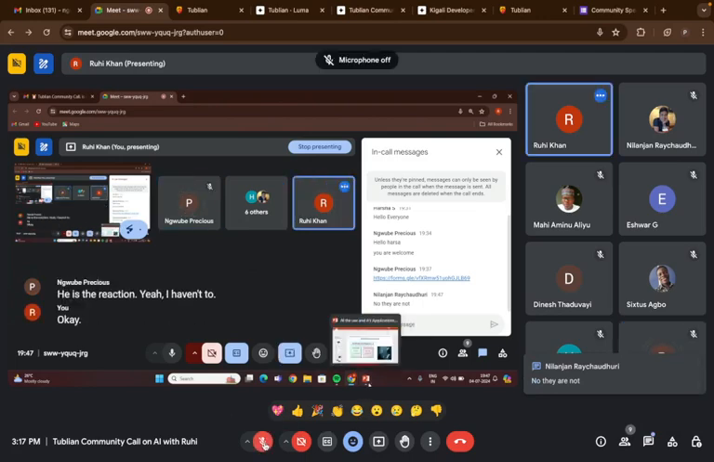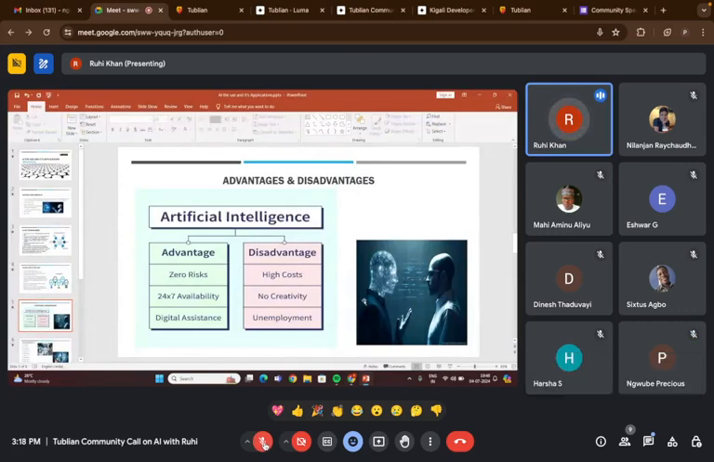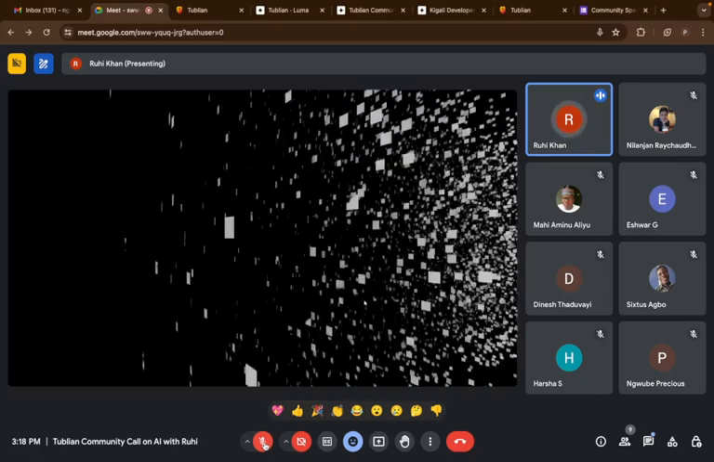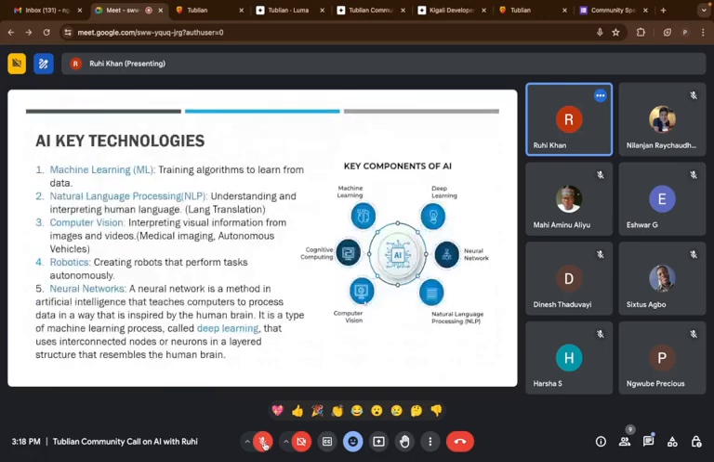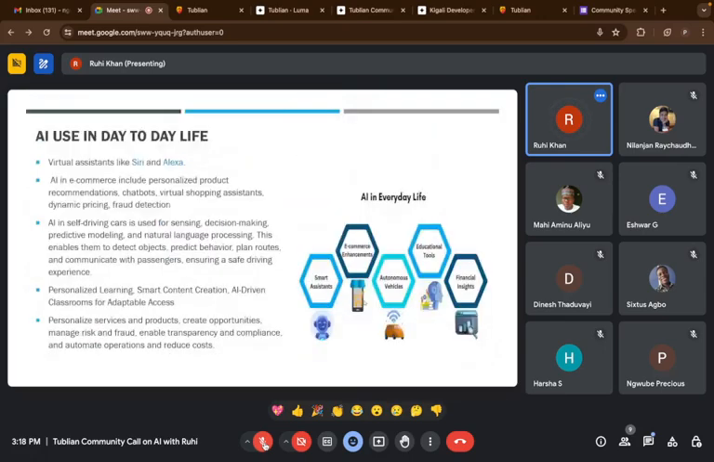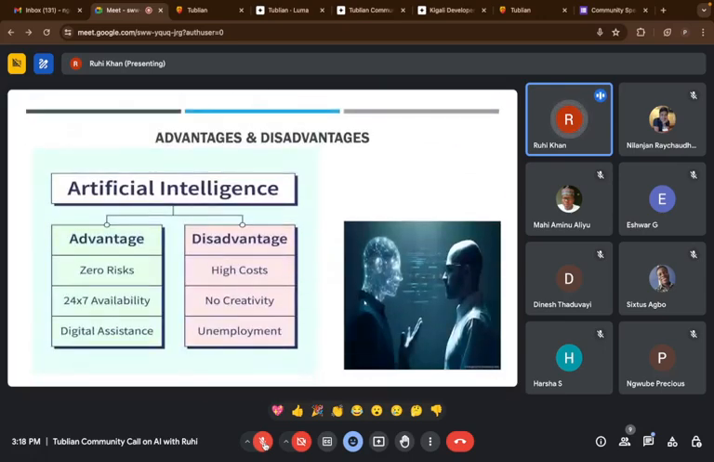Okay, sure. So yes, the advantages are zero risk, then availability 24/7, then digital assistant. Sorry, just a moment. Yes, sorry for the inconvenience. And the disadvantages are high cost, no creativity, and unemployment.